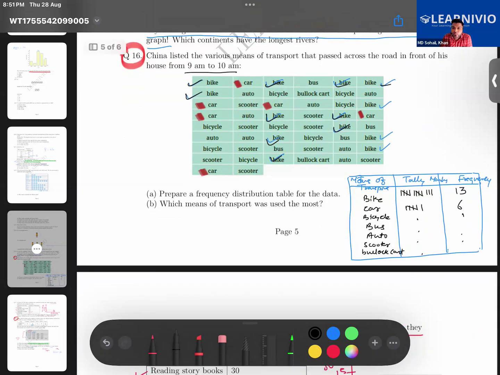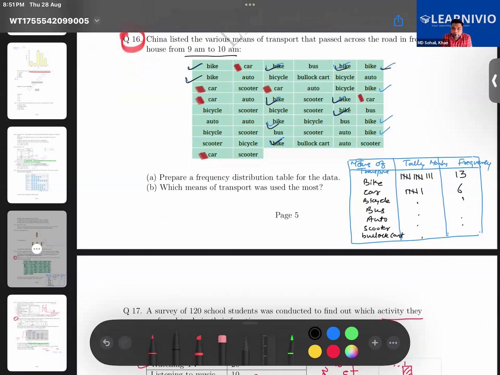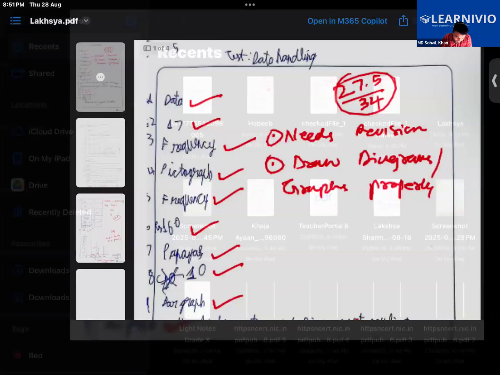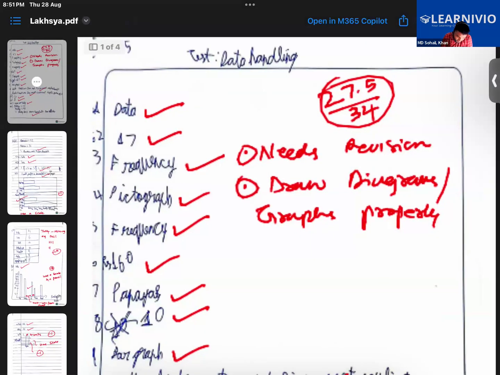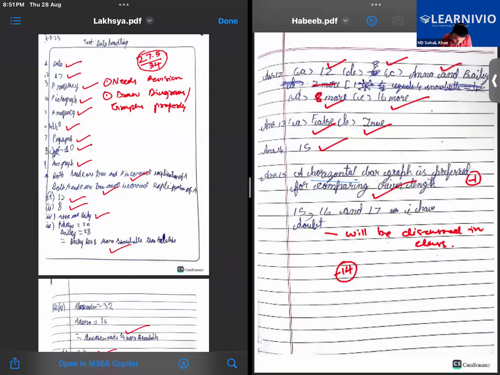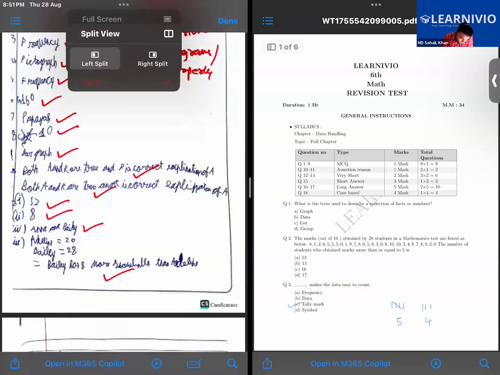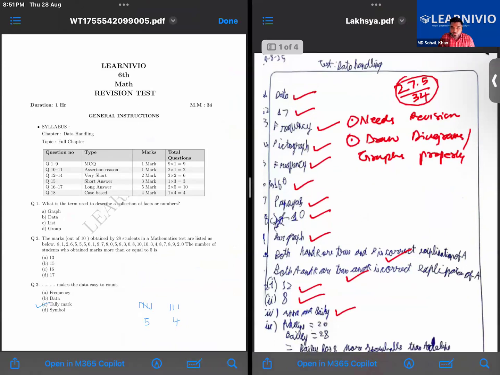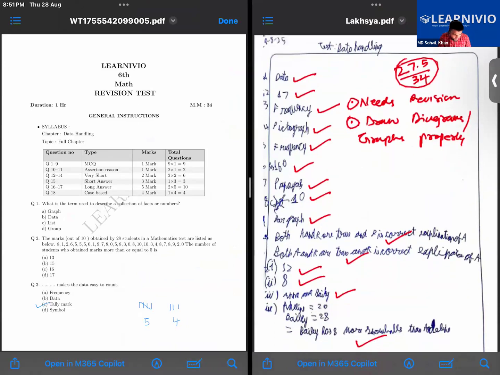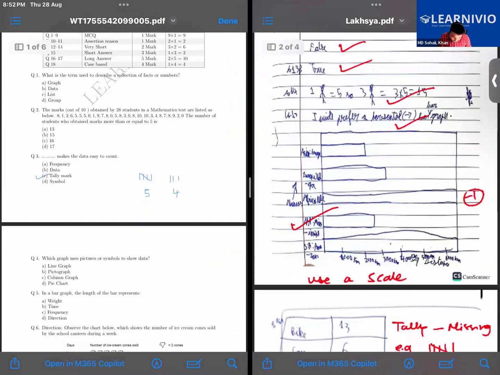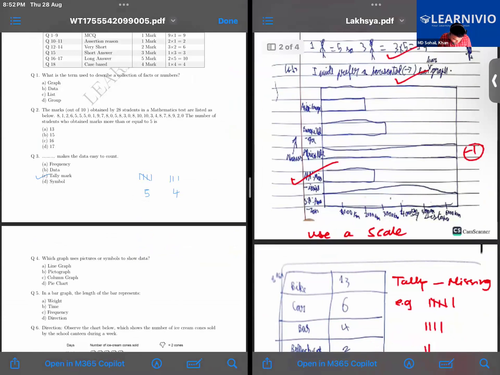Look, I didn't put the tally marks. I just wrote the frequency and the mode of transportation. Your answer and Nafis, your answer sheet is left to be discussed. This one is yours, right, Laksh? That is yours now. So look here. That is question number 15, right?